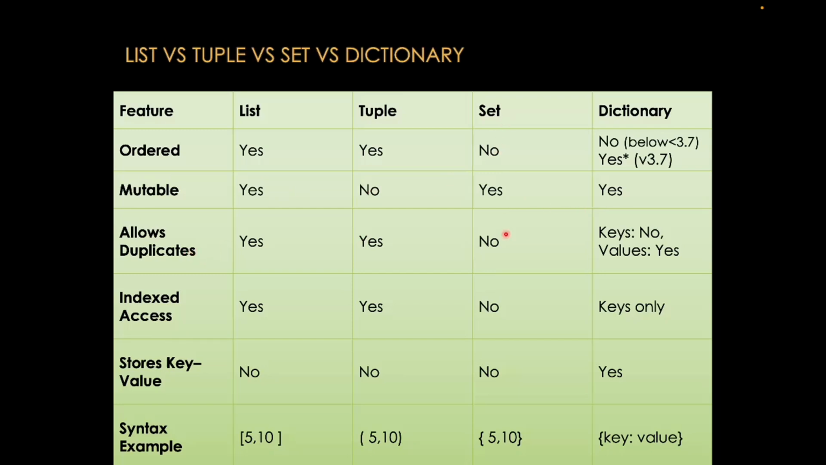Set stores only unique values. Since set is not ordered, we can't use the index. For dictionary, we use keys. Dictionary stores key and value. There is a different way to define these collections. For list, use square brackets, for tuple, round brackets, for set use curly brackets, and for dictionary we need to specify key and value.